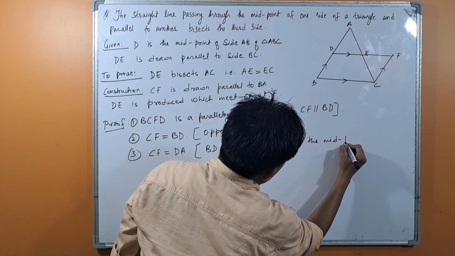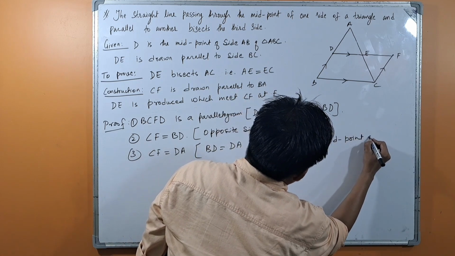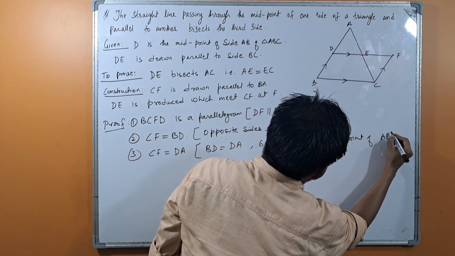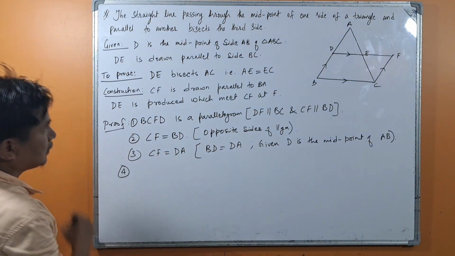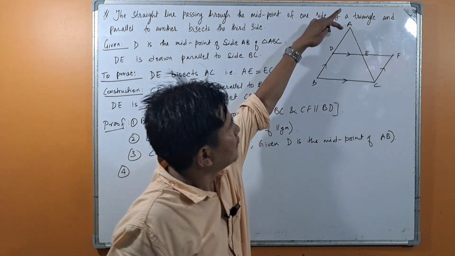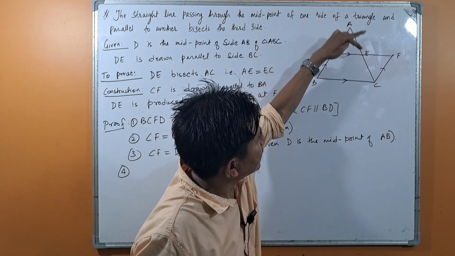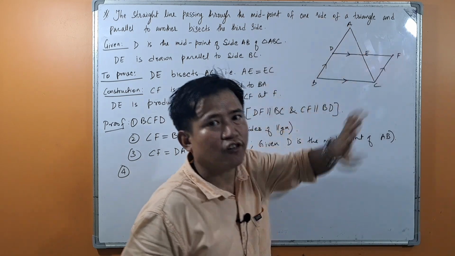Midpoint of AB. Okay. Number 4. Now I am trying to prove triangle ADE and triangle ECF are congruent to each other.